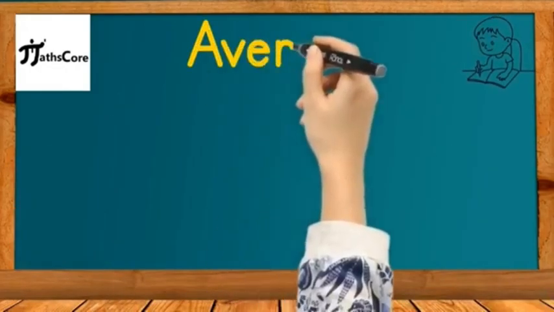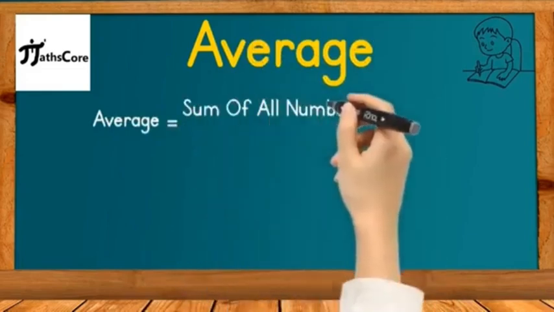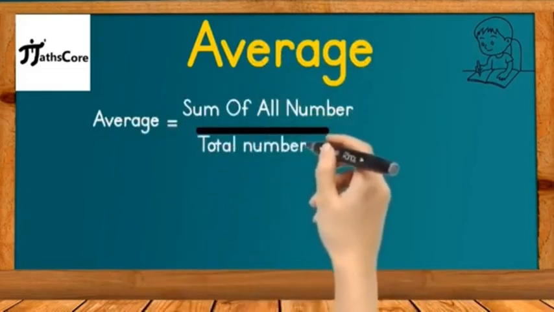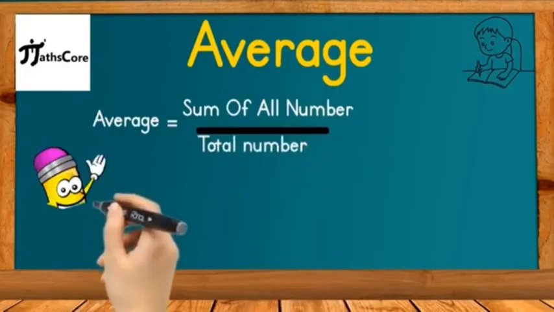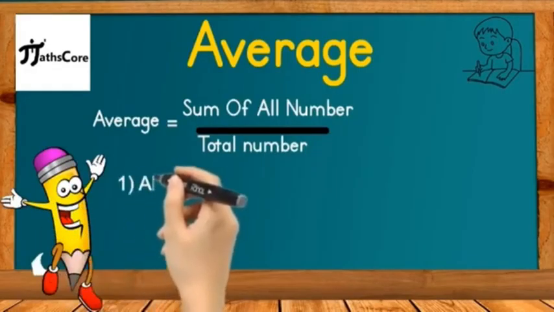Let us learn about what is meant by average. Average is nothing but the sum of all numbers divided by the total number. In this video, we will learn how to find the average of the following types of numbers within a few seconds.